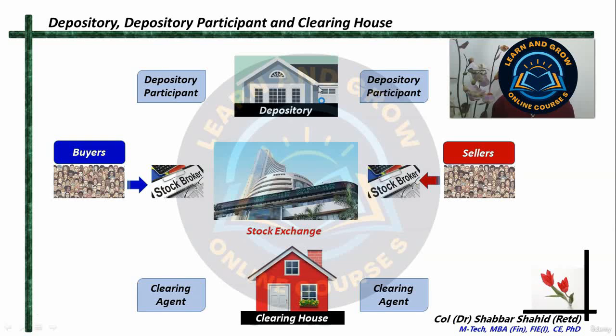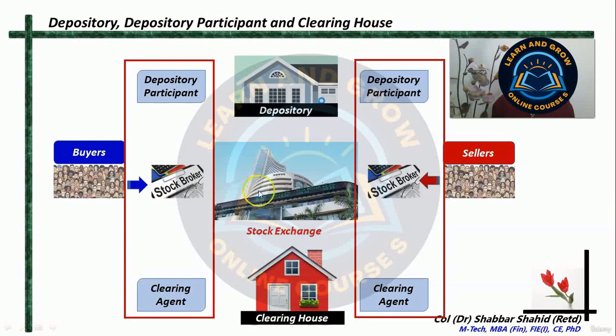Quite confusing? You may be wondering that the buyers and the sellers have to do all this Herculean task of interacting with these three agencies. No, not at all. Because all these three tasks, the brokers, the depository participant and the clearing agent, all these three functions are performed by the same agency. The same person or the same agency is doing all these three tasks behind the curtain.